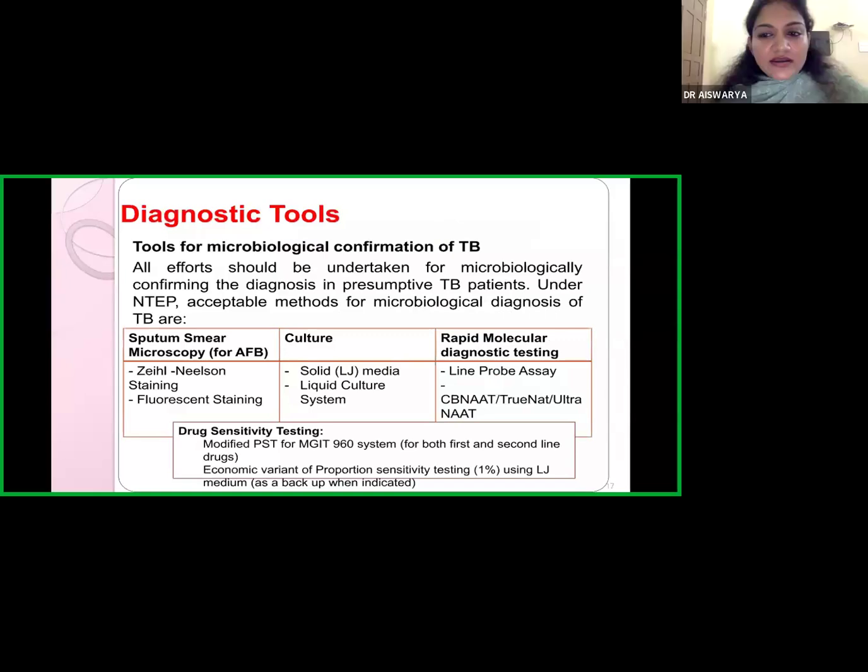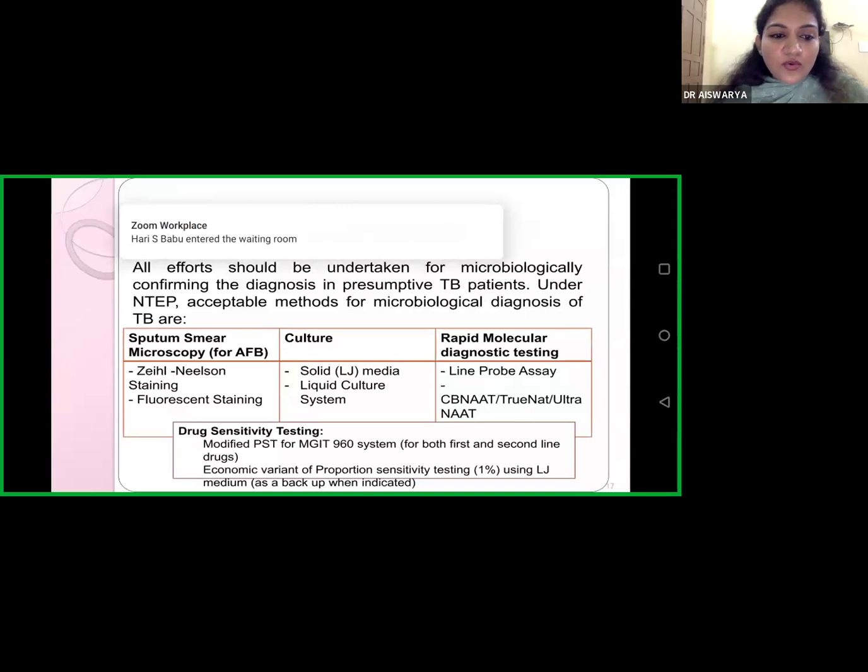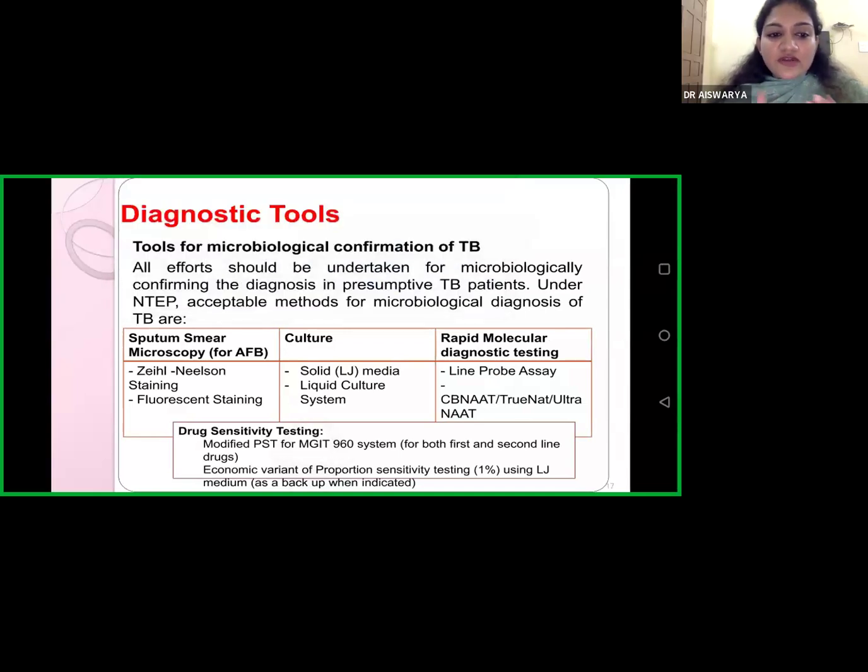So what are the common diagnostic tools for TB diagnosis? First, we know sputum smear examination for AFB, which includes Ziehl-Neelsen staining and fluorescent staining. Then come the culture methods. Both solid and liquid culture methods are available. Then recently, rapid molecular diagnostic tests like CBNAAT, TrueNAT, UltraNAT are commonly used for diagnosing TB. Also, drug-resistant TB we look for with line probe assay.